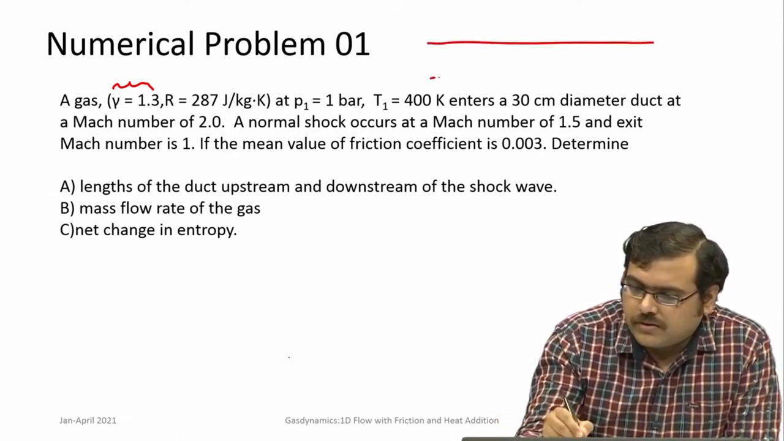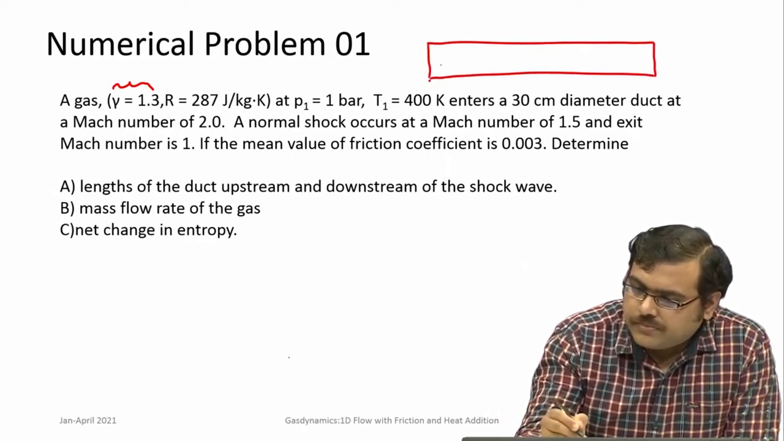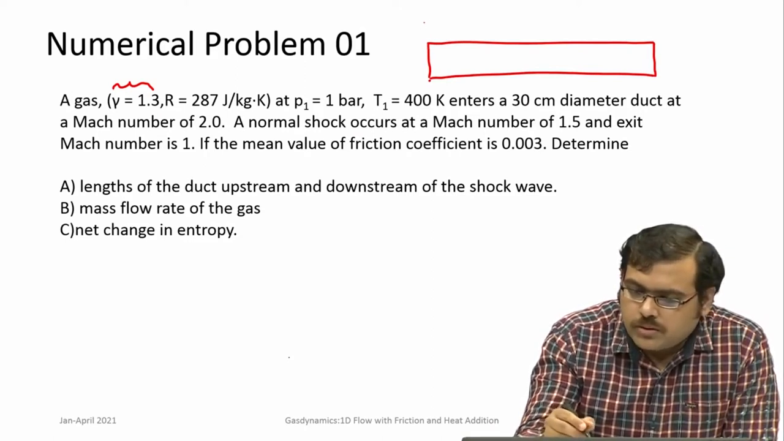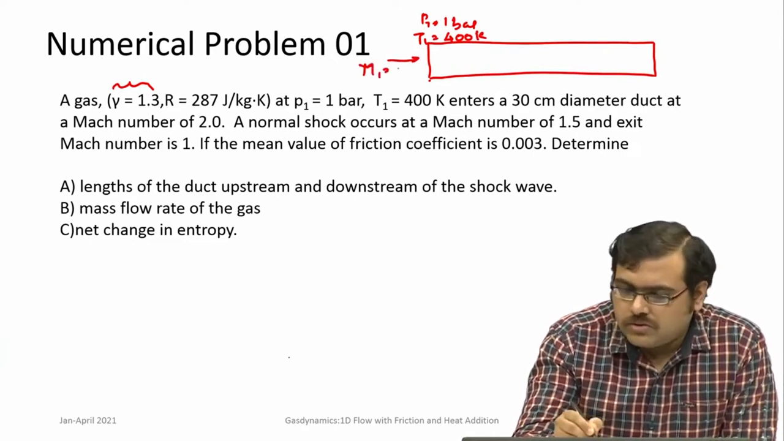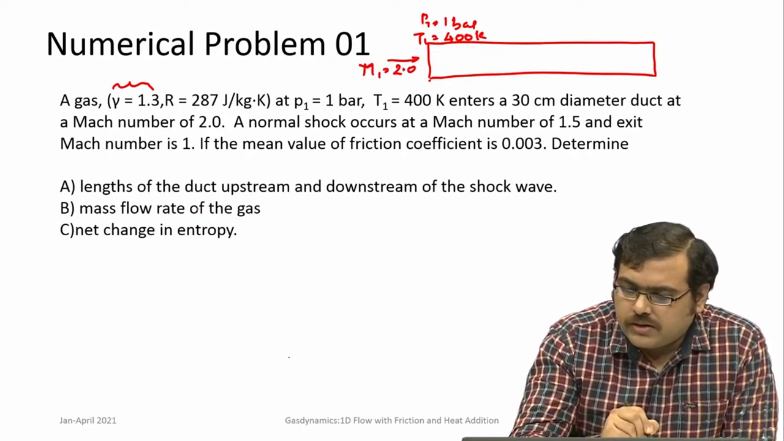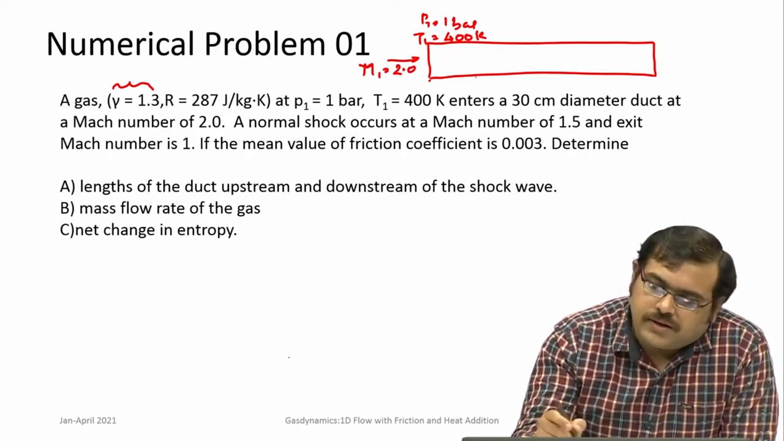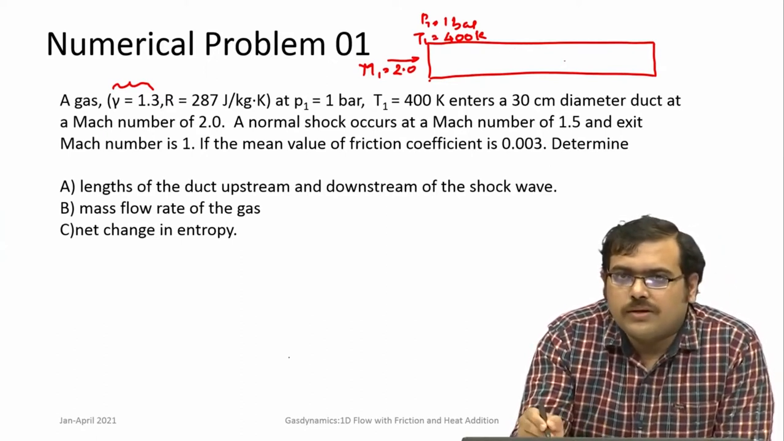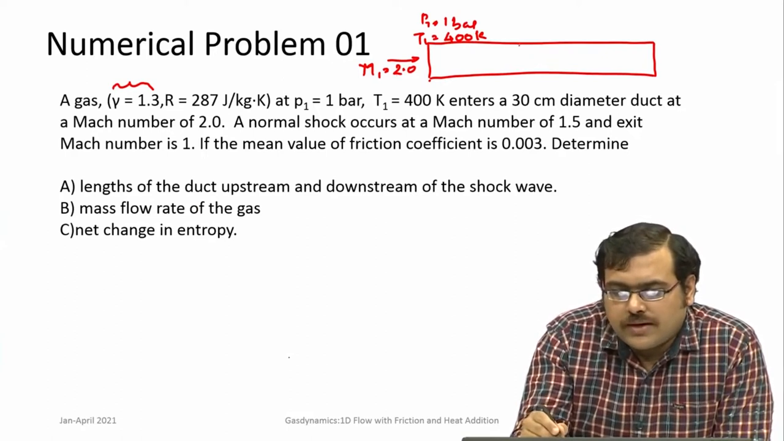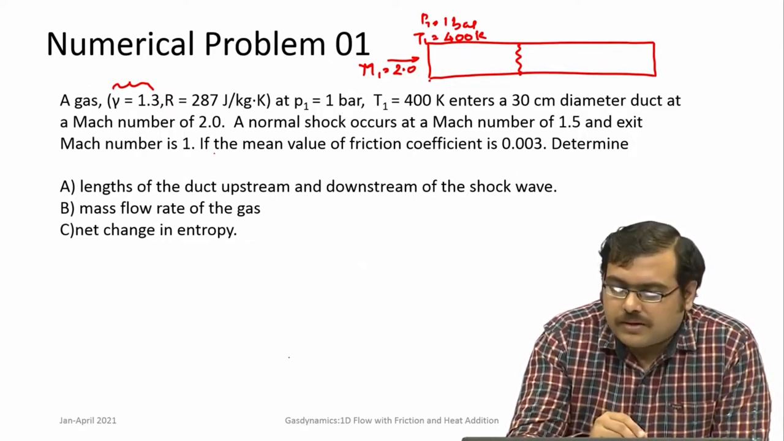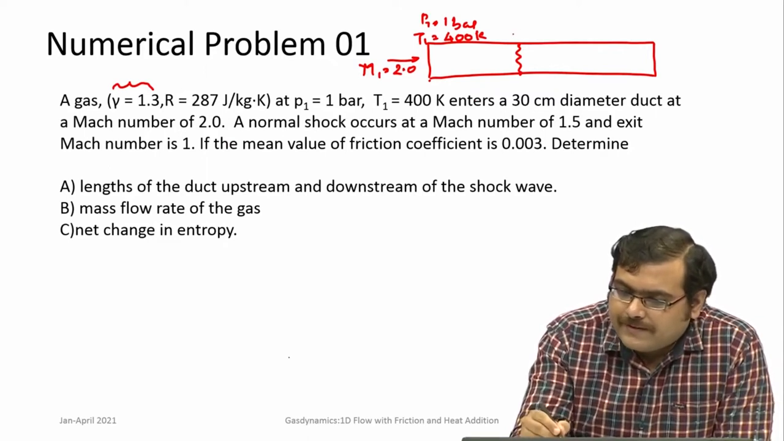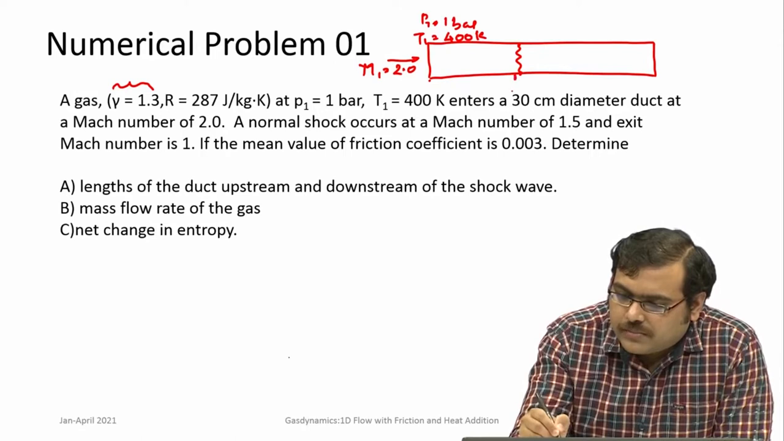So, let us draw the duct. We know P1 is 1 bar, T1 is 400 Kelvin and M1 is 2.0. A normal shock occurs at a Mach number of 1.5. So, it is a Fanno flow, and in supersonic conditions the Mach number decreases. Somewhere in the duct, we do not know the location in terms of length, but we know the Mach number is 1.5 at which the shock occurs. Let us call this place X and after the shock Y.